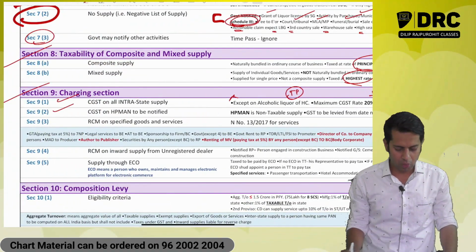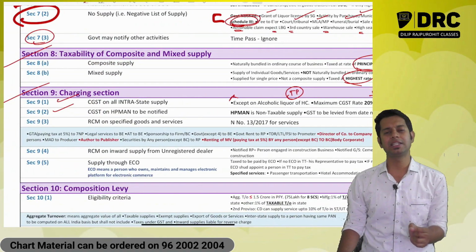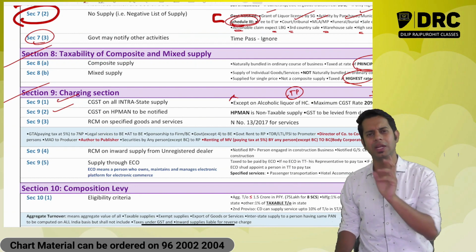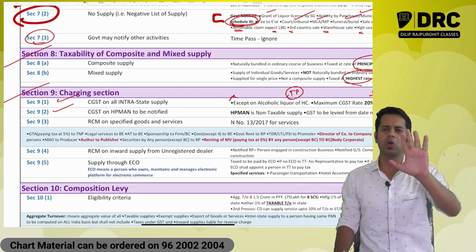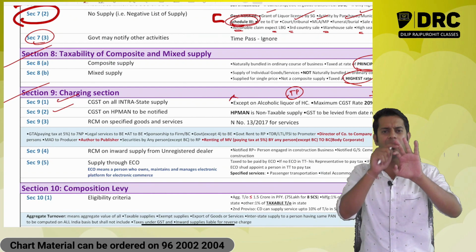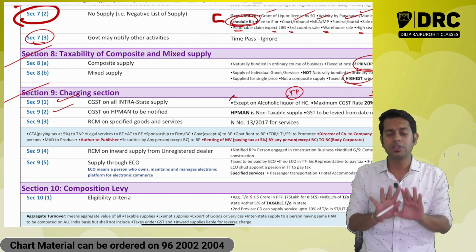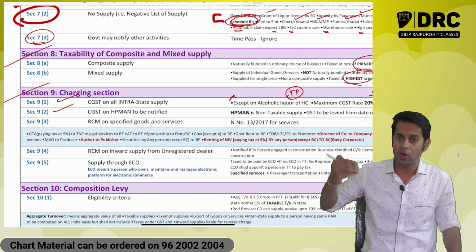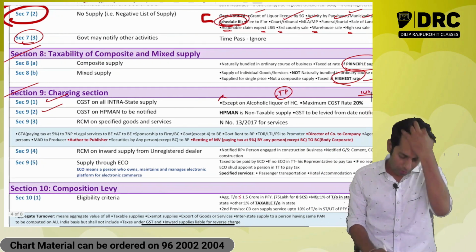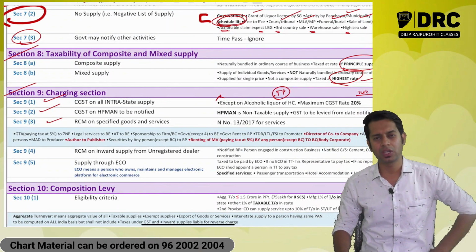Section 9 subsection 2 says CGST on intrastate supply of HSD, petrol and the like shall be paid on the date notified by the government. There are 5 products: high speed diesel, petrol, crude, motor spirit, aviation turbine fuel and natural gas. On these products, CGST will be payable on a future date as may be notified by the government.